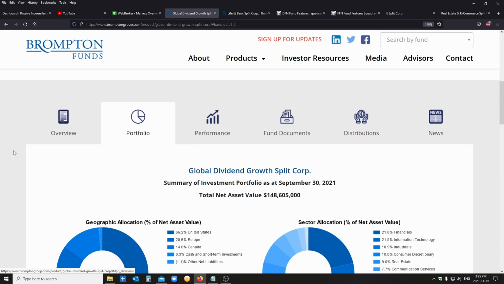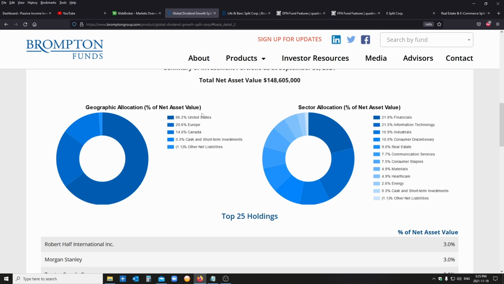So if you just click on portfolio here, you have the entire breakdown. You have the geographic allocation. This is not specific to split funds. All funds have a geographic allocation, but GDV in particular is very, very well diversified, because not only is it diversified by geography or by region, so you have some US, you have Europe, you have Canada, but also by sector. So this is a sector diversified split fund, right? You have financials, tech, industrials, you even have real estate, consumer staples, energy, healthcare, materials, everything in here.